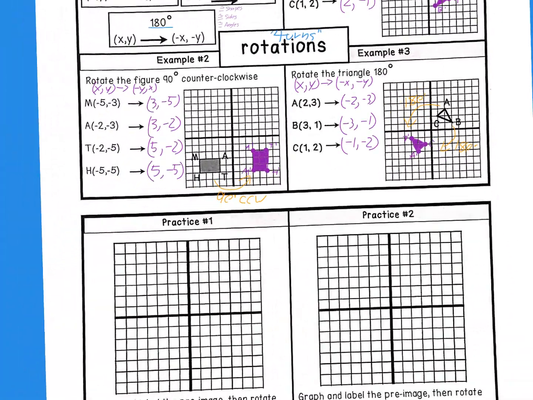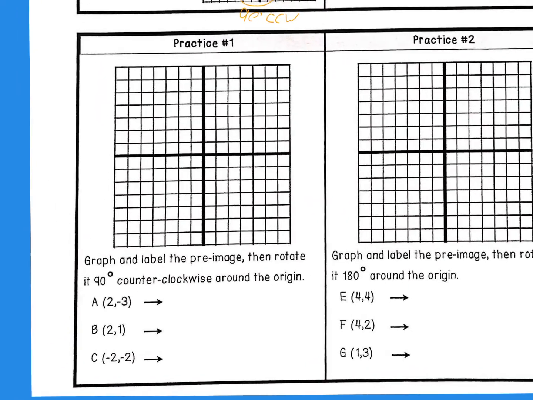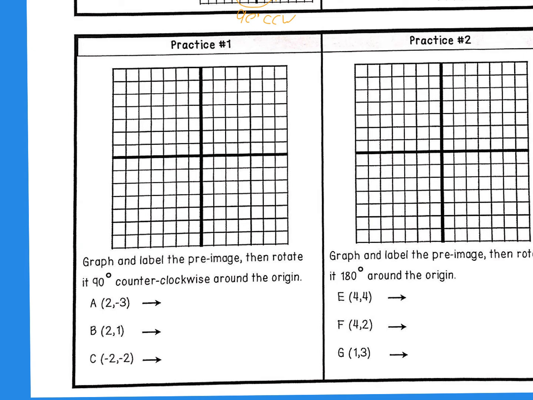All right, so let's take a look at a pair of practice problems. Practice number 1. We want to graph and label the pre-image, then rotate it 90 degrees counterclockwise around the origin. So I'll be doing the pre-image in red and the new image in blue. But first, let's put out our coordinates. Because we're going counterclockwise, xy is going to become negative y, comma, x.